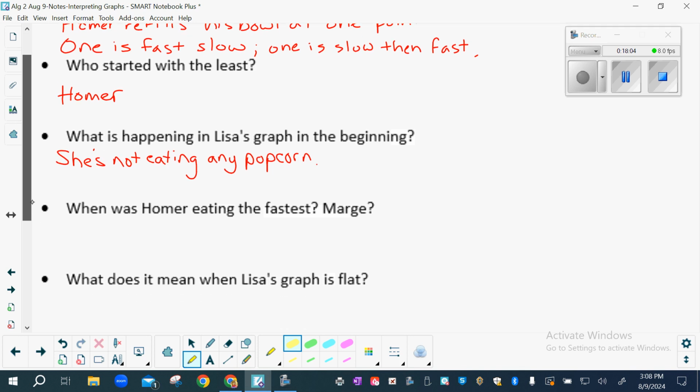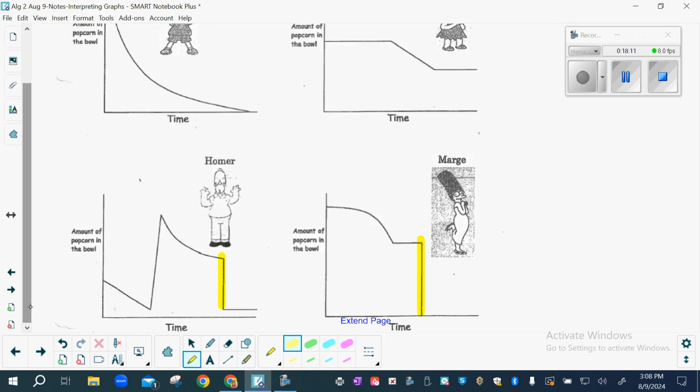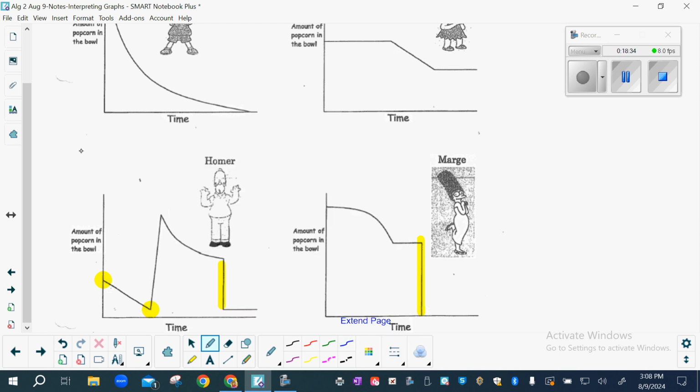And then when was Homer eating the fastest in his graph? When is he eating fastest? Is it this part of the graph from here to here or here to here? Or part of this in here? Part of that, so it would be from, let me make that in blue. So say from here to here would be when he's eating the fastest.